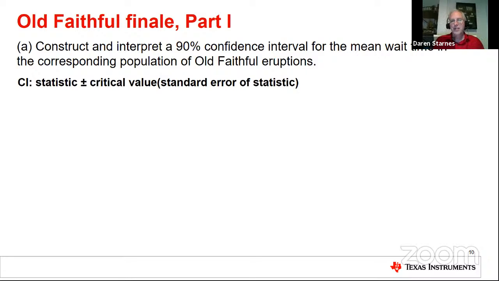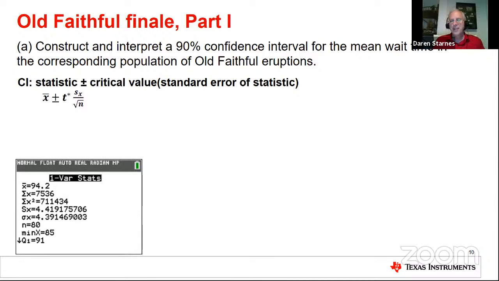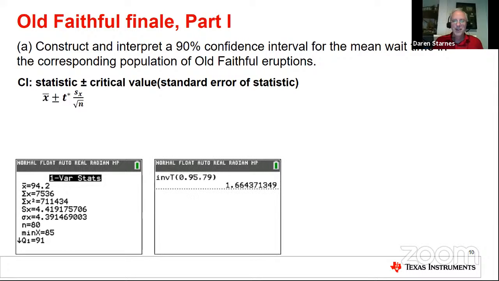And so they need the statistic from the sample, they need the critical value from the t-distribution, and they need the standard error of the statistic. So if they're going to do it that way, here's the formula: x bar plus or minus t star times sx over the square root of n. But I'm just going to show you one way on the calculator here. If you want your students to use that formula, then you can just have them do 1-var stats. And then they can get x bar and they can get sx directly off of there.